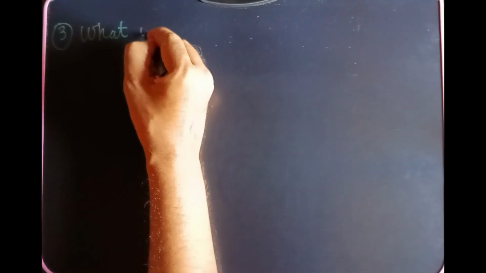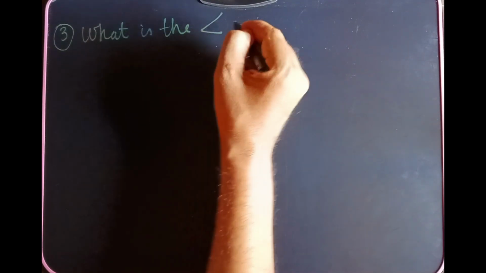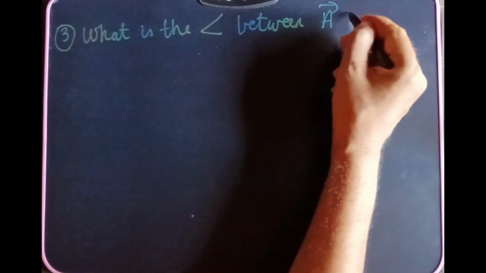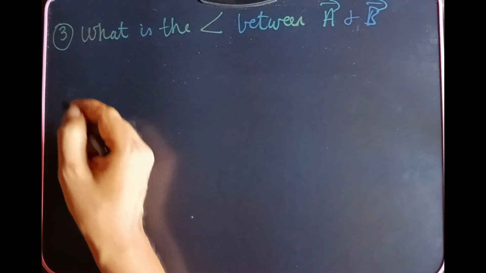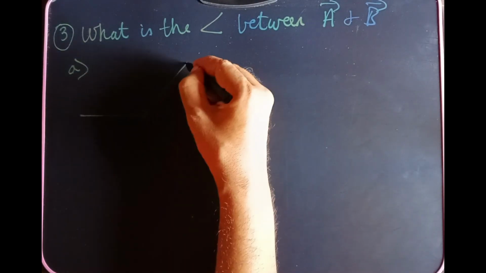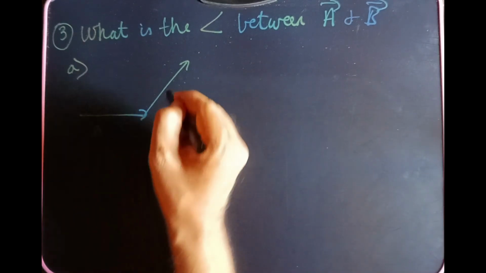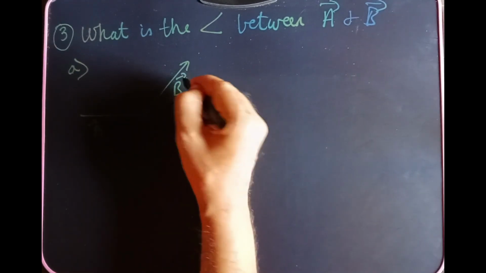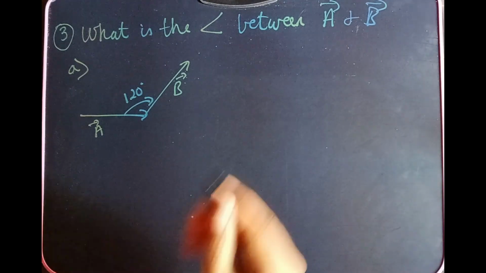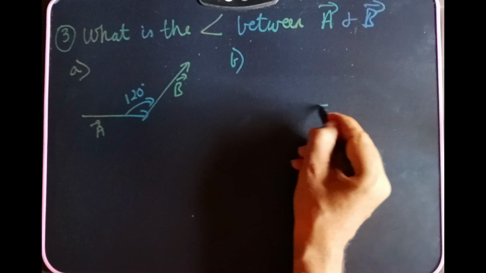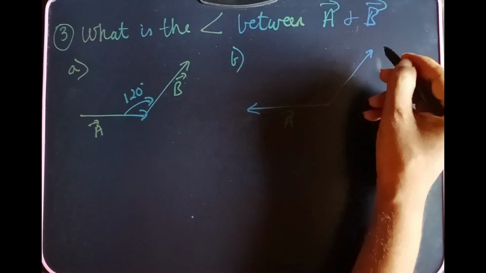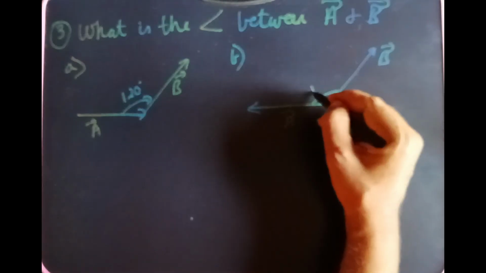What is the angle between A vector and B vector? Four cases are given. Case A: this is one vector, this is A, this is B, and this is making an angle of 120 degrees. And case B is given. This is A and this is B vector. This is 120 degrees.